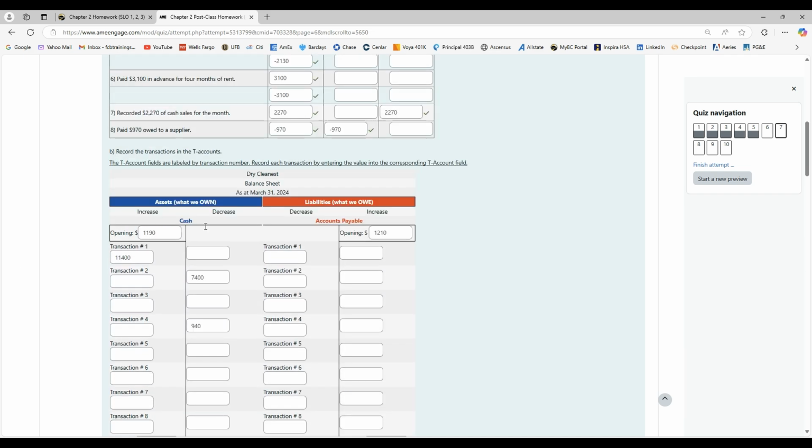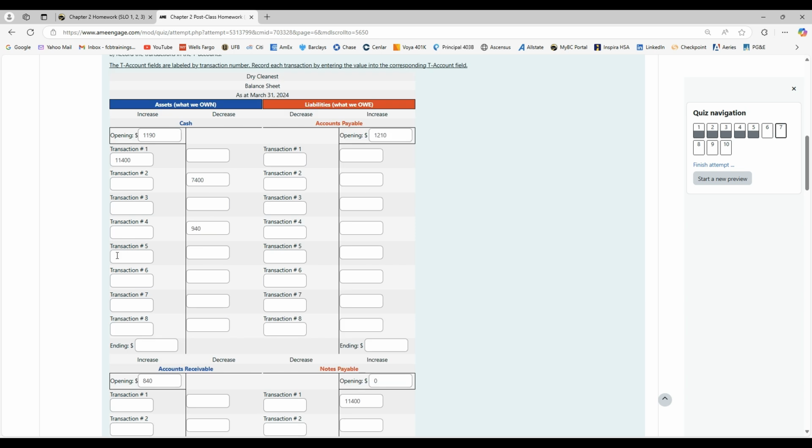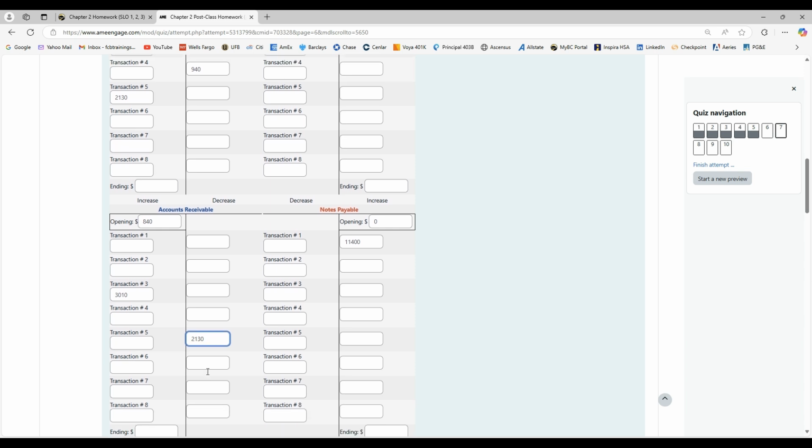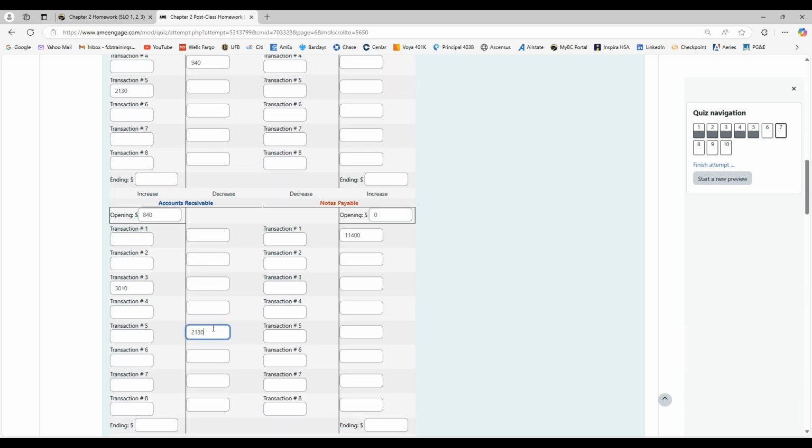Collected $2,130 from clients who owed money. Transaction 5. So our cash goes up and our accounts receivable will be decreased. So one asset goes up, the other asset goes down, and that's kind of the natural progression of accounts receivable, right? You perform service, you earn revenue, not yet paid, but once you get paid, you want to reduce that balance so it shows that you don't have any further amounts to be collected from that customer, basically, right?